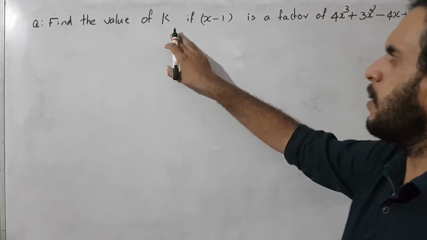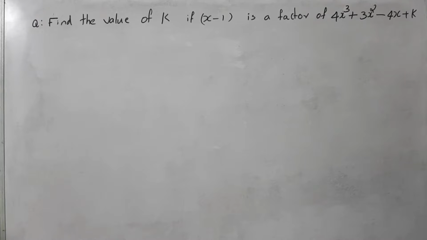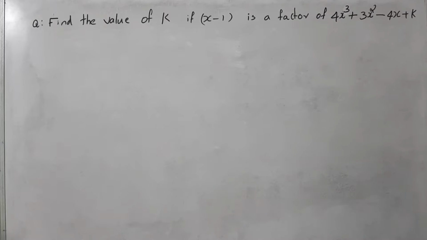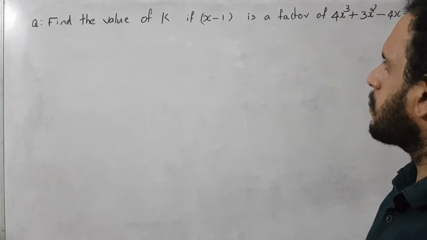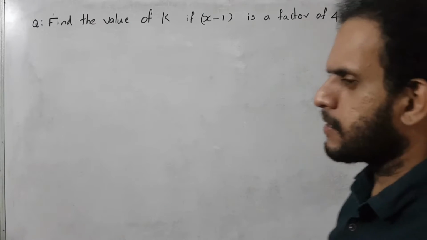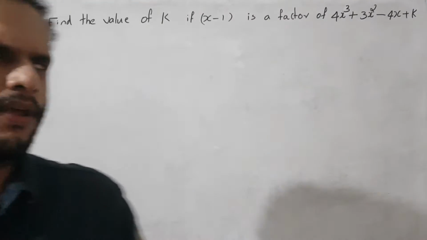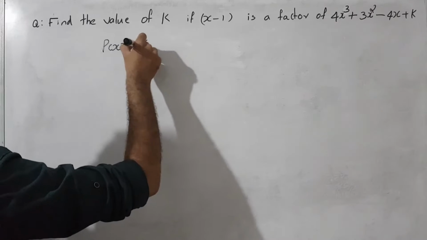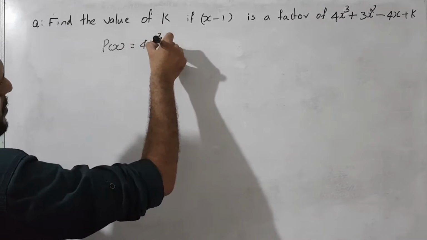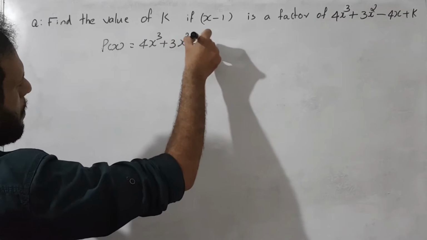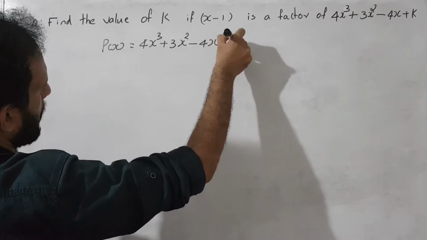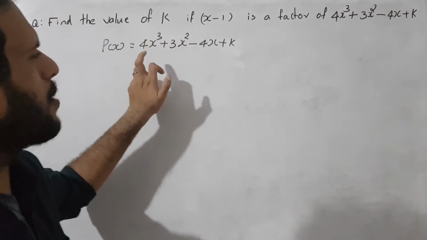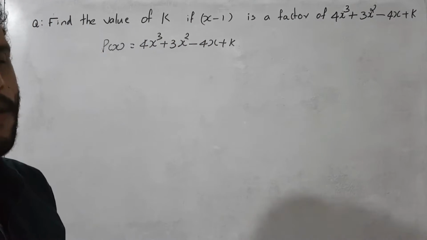Find the value of k if x minus 1 is a factor of 4x cube plus 3x square minus 4x plus k. Okay, then how do we start? We first take this as p of x, or any name. p of x is equal to 4x cube plus 3x square minus 4x plus k, and it is given directly that x minus 1 is a factor of p of x. Correct? x minus 1 is a factor.